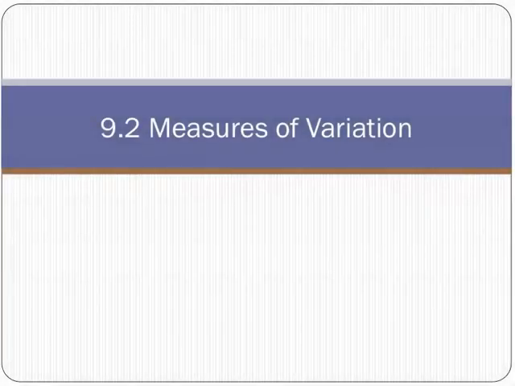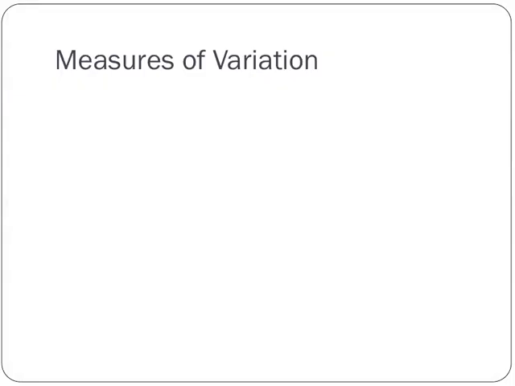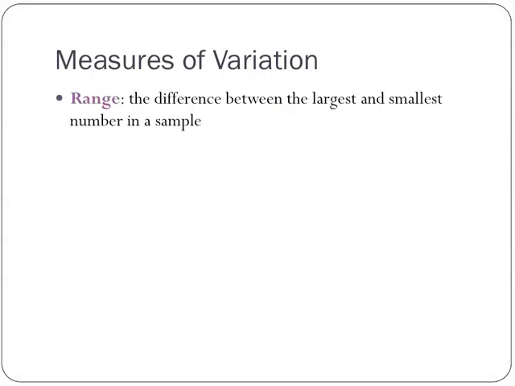Today we're going to be talking about measures of variation. So the first measure of variation is something that you've probably learned before, and that's what we call the range. The range is the difference between the largest and smallest number in a sample.